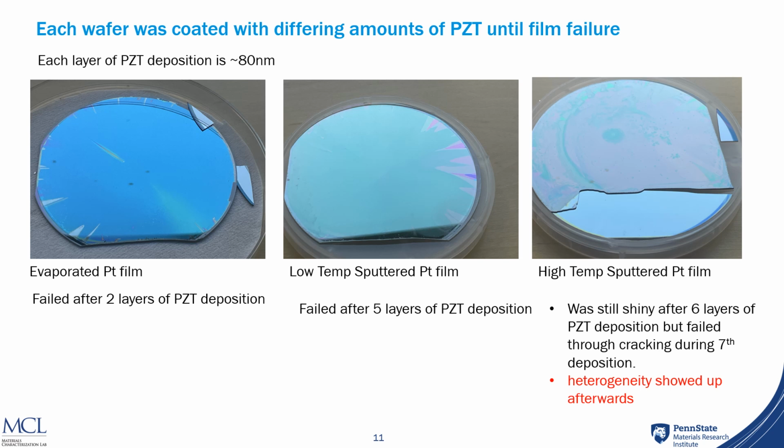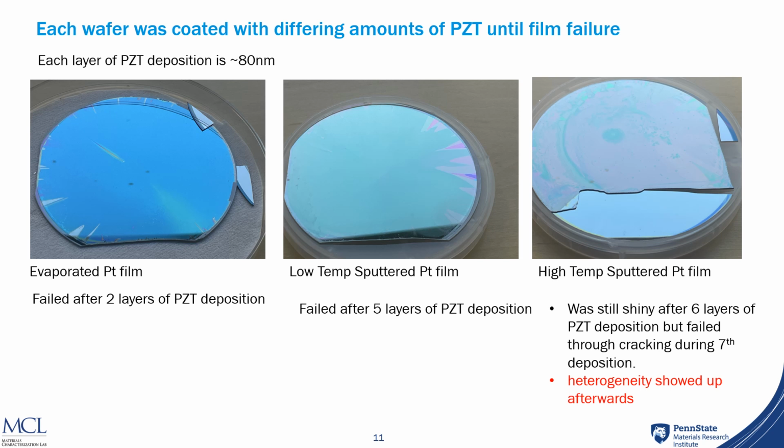So these are the 3 different layers. One was put down by evaporation. These are all roughly 100 nanometer platinum layers, and then there were different layers of PZT spun down and cleaned between each layer. Each layer was about 80 nanometers, and the samples were inspected between them. After the first layer, they all looked fine. After the second layer, we started seeing delamination occurring on the evaporated film.